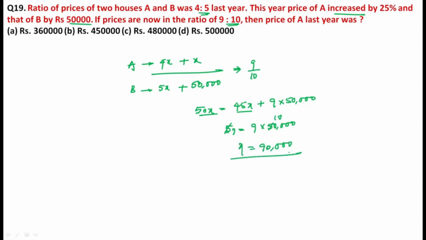What is the question you need to identify? What is the price of A last year? The price of A last year is 4x. You already know that the x value is equal to 90,000. So the price of A is 90,000 into 4, which is 3,60,000. That's the answer.